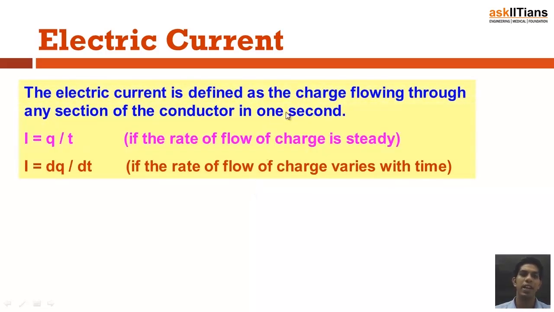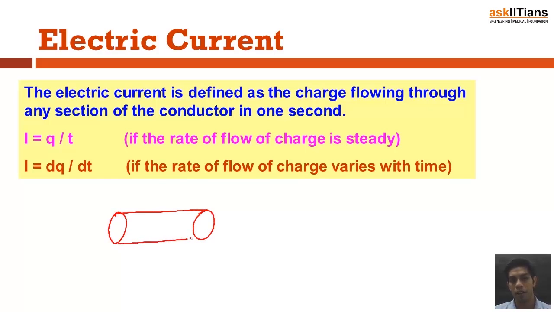Electric current is defined as the charge flowing through any section of the conductor in 1 second. Current I is given as Q by T if the rate of flow of charge is steady. I is equal to dQ by dt if the rate of flow of charge varies with time. To get a better hold of what these mathematical expressions mean, we'll put up a diagram.